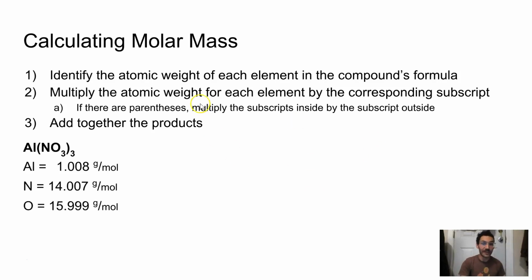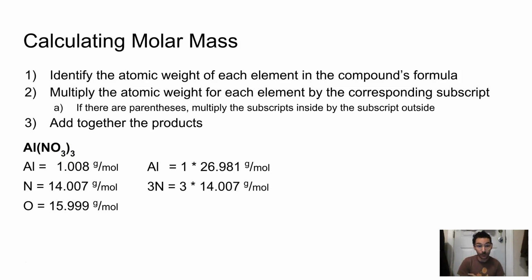And next we need to multiply the atomic weight by each of the elements' corresponding subscripts. So there's only 1 aluminum, so I'll just multiply that by 1. But nitrogen, remember, if there are parentheses, we have to multiply the subscripts inside by the subscript outside. So since there's 1 nitrogen in here, I'm going to multiply that by 3. And I'm going to say there are 3 nitrogens in 1 mole, or I'm sorry, in 1 of these molecules.